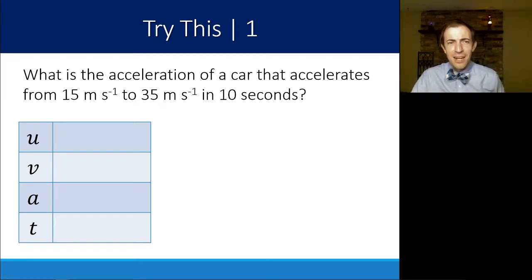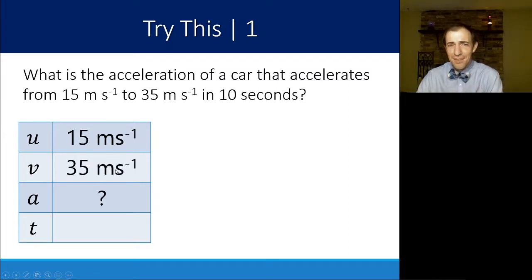So we're going to take our 15 meters per second. That is our initial velocity. Our 35 meters per second is our final velocity, and 10 seconds is the time. I'm just putting a question mark here for A. The acceleration is what we're looking for.